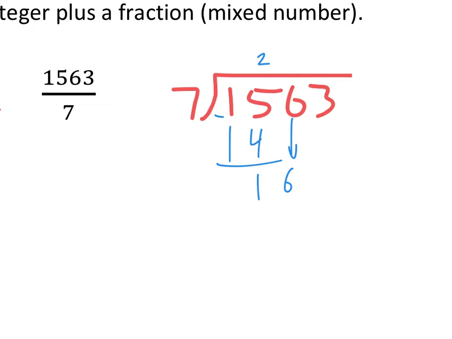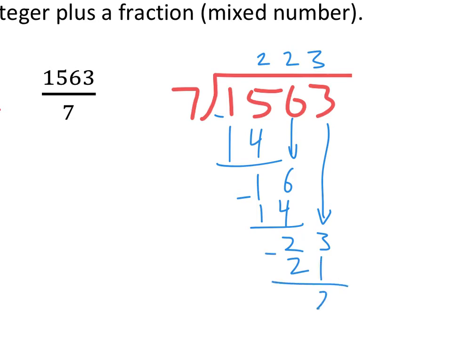Again, how many times does 7 fit into 16 now? 7 fits in there twice. 2 times 7 is 14. And we subtract. Bring down the next number. How many times does 7 fit into 23? Well, now we can get 3 of them, right? 3 times 7 is 21. So what this does is it allows us to take a big number and kind of chip away at it. So this is our remainder, and our leftover is 2 of the sevenths.